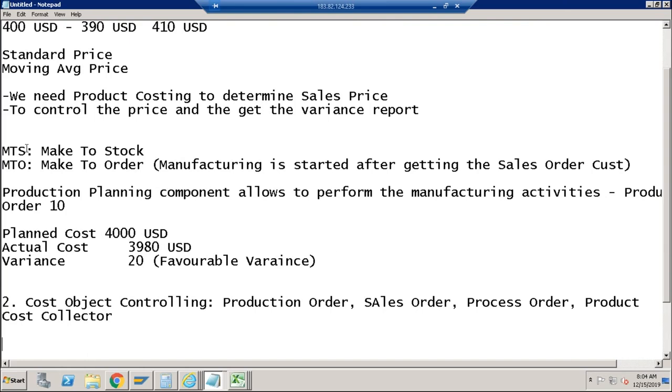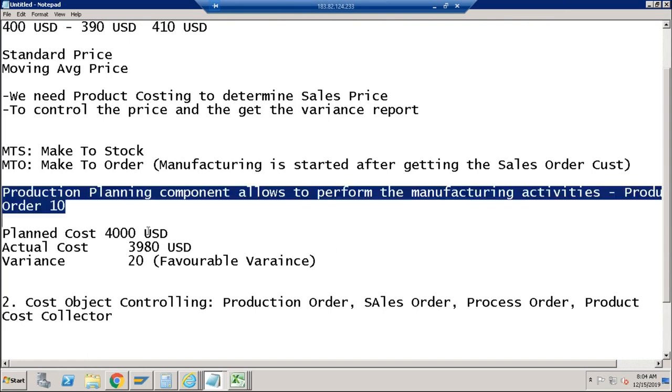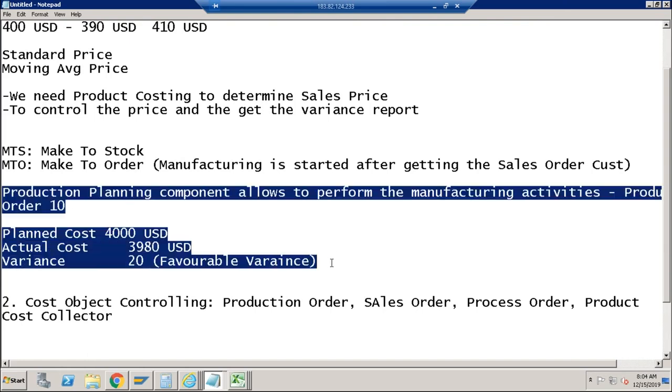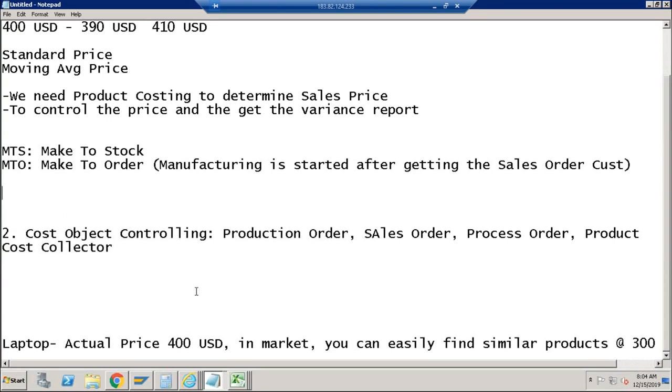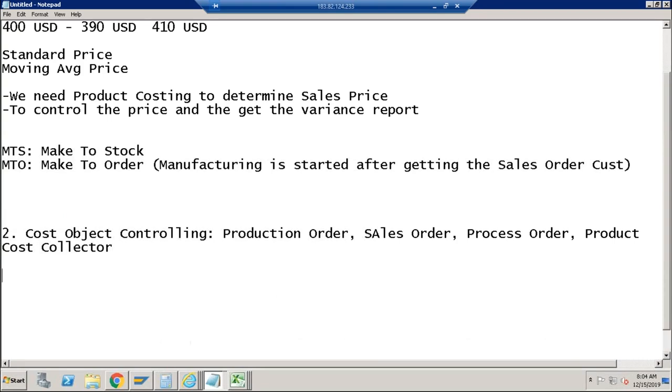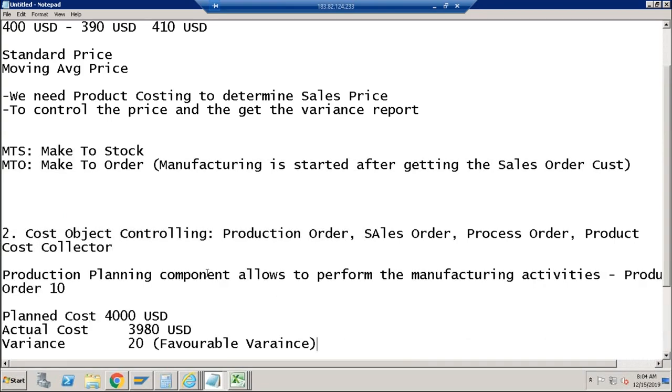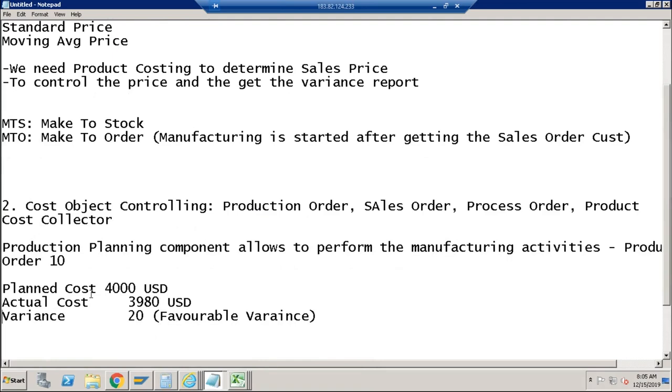Yeah, so maybe I can copy this. This entire process which I showed you is for cost object controlling. This is an example where the cost object is a production order. Let's say this is an MTS scenario, because I manufactured 10 laptops for my stocking, and later on I will be selling them as per the customer's requirement.